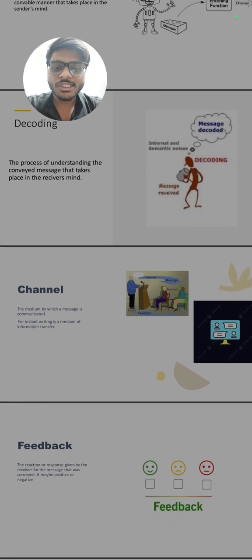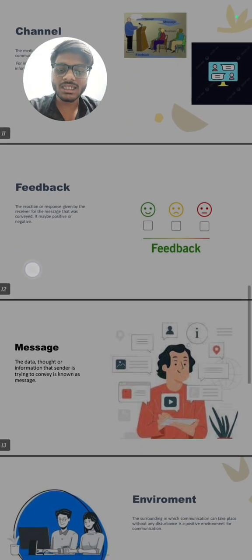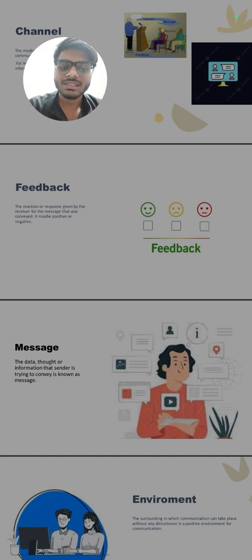The medium by which the message is communicated is known as the channel. The medium may be speech, writing, memos, templates, chat messages, anything from which the sender sends the message. Feedback: after the receiver receives the message, he gives feedback for the conveyed message. Either it's positive or negative, or he doesn't understand it, whatever reaction he gives is called the feedback. The message is the data, thought or information that the sender is trying to convey. It can be any facts, figures, or anything else.